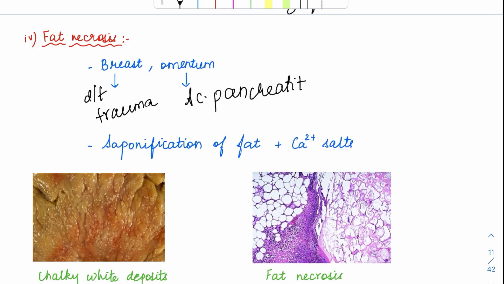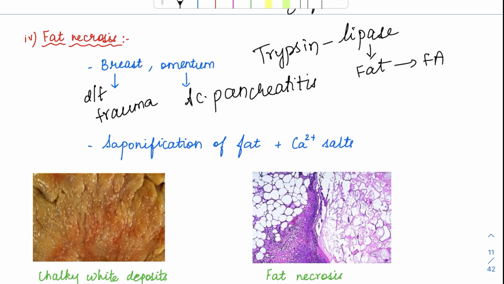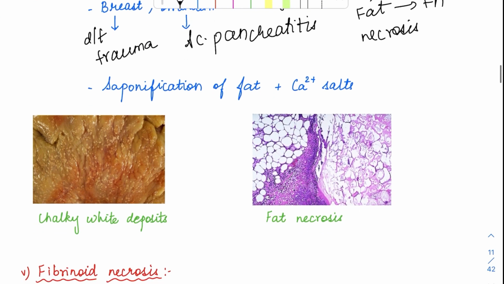What happens in acute pancreatitis is that there is inappropriate activation of the pancreatic enzymes. Auto activation of the trypsin enzyme will be present, and this trypsin will in turn activate the other enzymes. Other enzymes like lipases, proteases and elastases will also be activated. Lipases will break down the fat into fatty acids. These fatty acids are produced, and this fat will undergo necrosis. This kind of necrosis which we see in acute pancreatitis is fat necrosis.